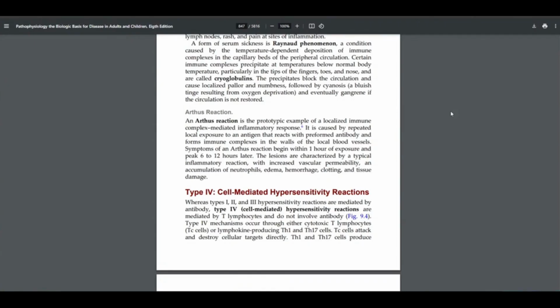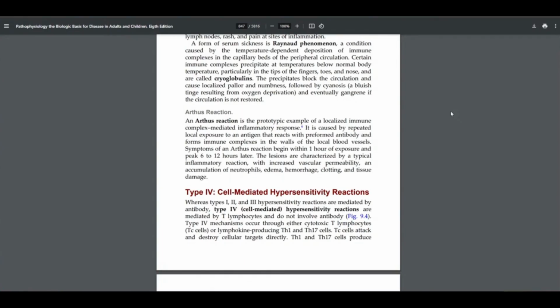The Arthus reaction. An Arthus reaction is the prototypic example of a localized immune complex-mediated inflammatory response. It is caused by repeated local exposure to an antigen that reacts with preformed antibody and forms immune complexes in the walls of the local blood vessels. Symptoms of an Arthus reaction begin within 1 hour of exposure and peak at 6 to 12 hours later.